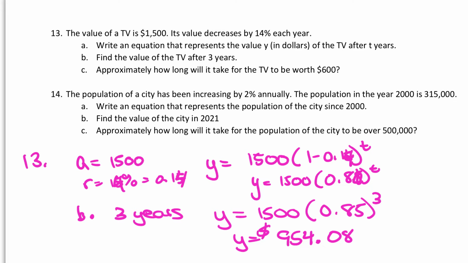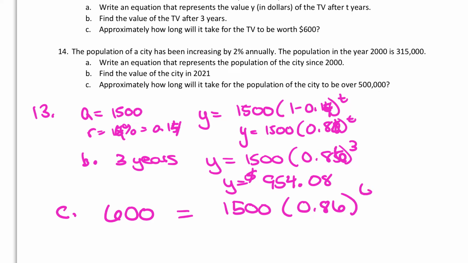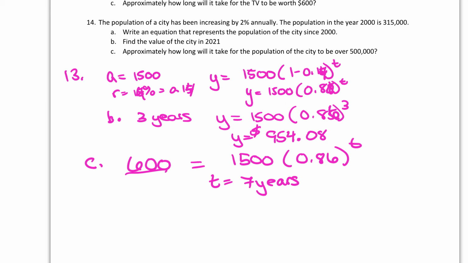And then part C asks how long will it take for the TV to be worth $600? So we're going to plug 600 in. I get 600 equals 1,500 times 0.86 to the T power. So now we just need to guess and check for T until we reach approximately $600. If you do that, you're going to get a T value of 7 years. So after 7 years, it would be worth about $600.